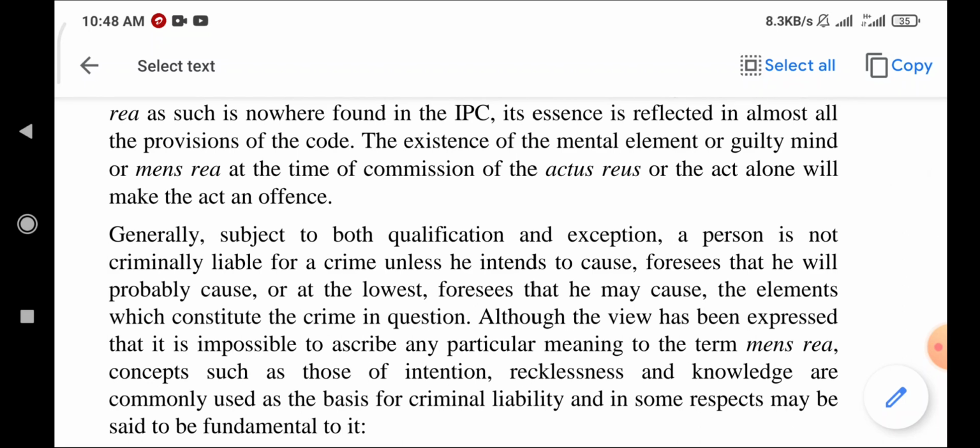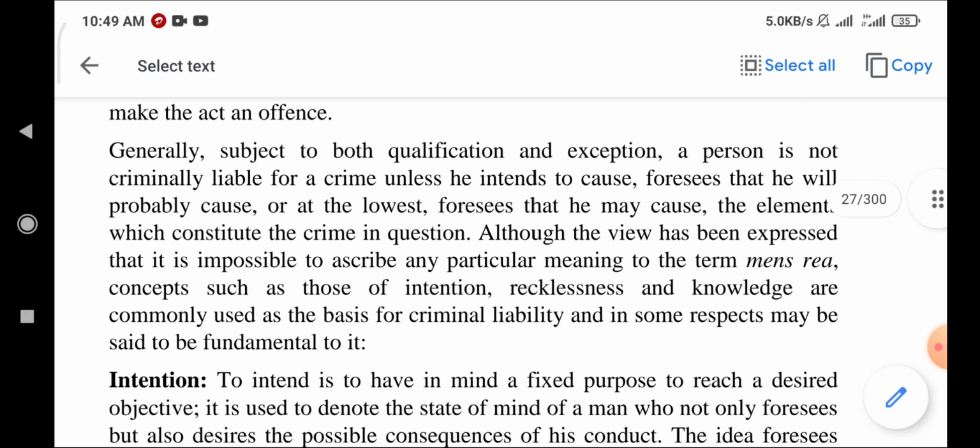A person is not criminally liable for a crime unless he intends to cause, or foresees that he will probably cause, or at the lowest foresees that he may cause, the elements which constitute the crime in question. Although the view has been expressed that it is impossible to ascribe any particular meaning to the term mens rea, concepts such as those of intention, recklessness, and knowledge are commonly used as the basis of criminal liability and in some respects may be said to be fundamental to it.